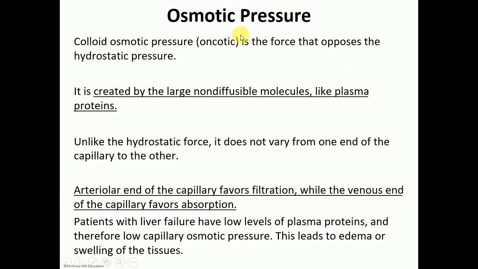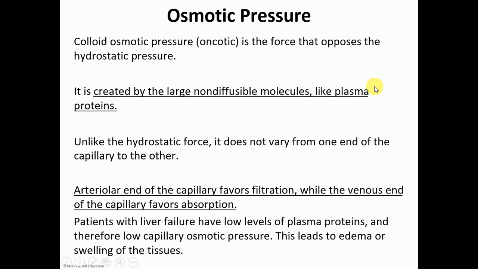While osmotic pressure is due to the pull of water by plasma proteins. Okay, so the bigger molecules that remain inside of the capillaries, for example plasma proteins, are the most important, and those are going to be pulling water into the capillary.